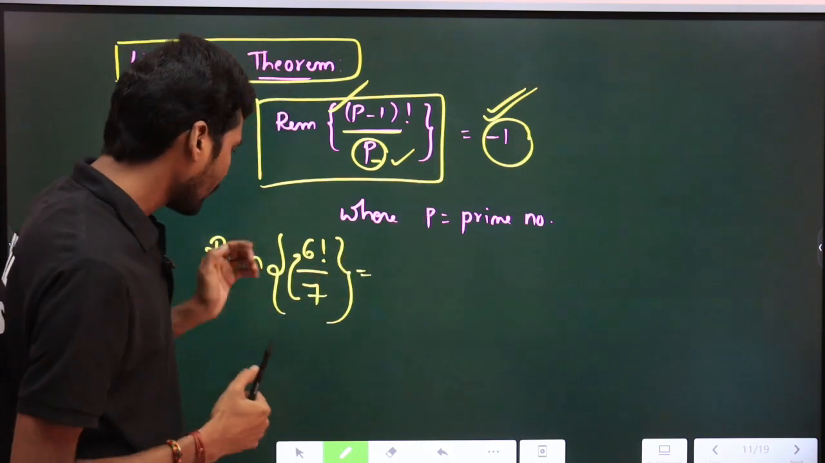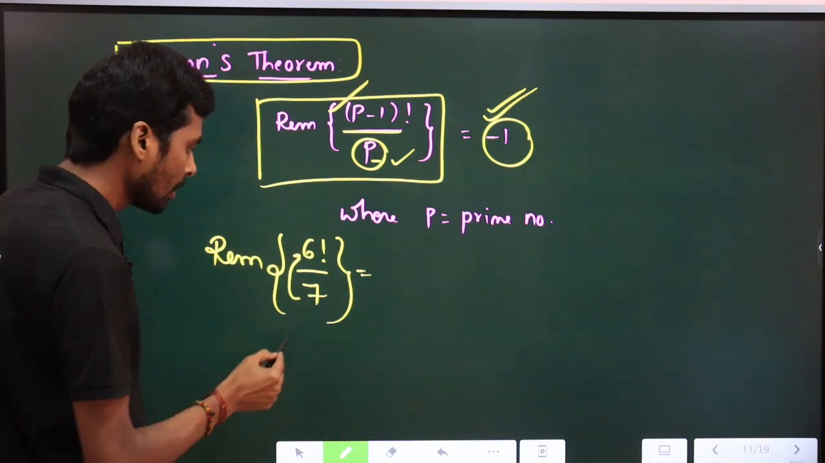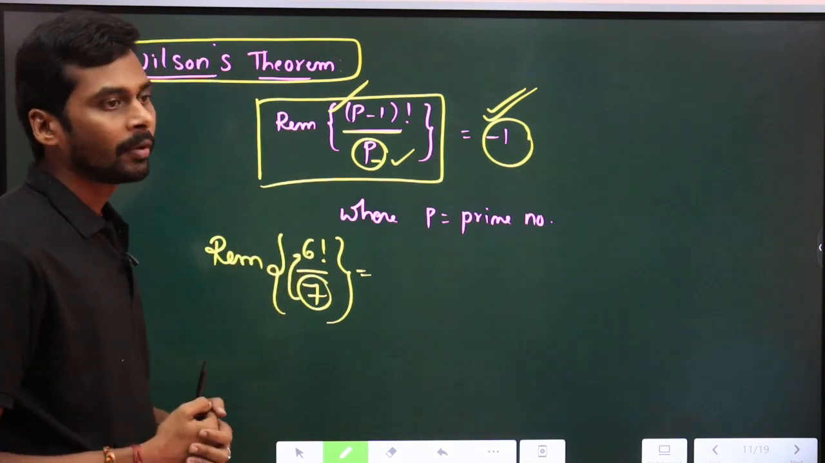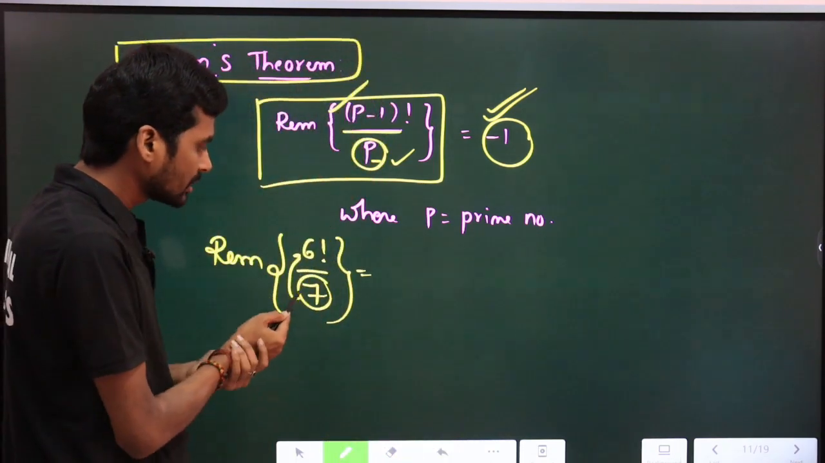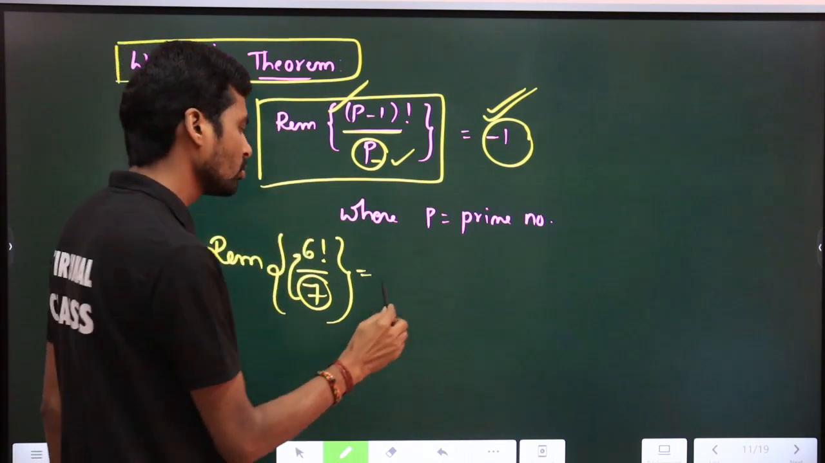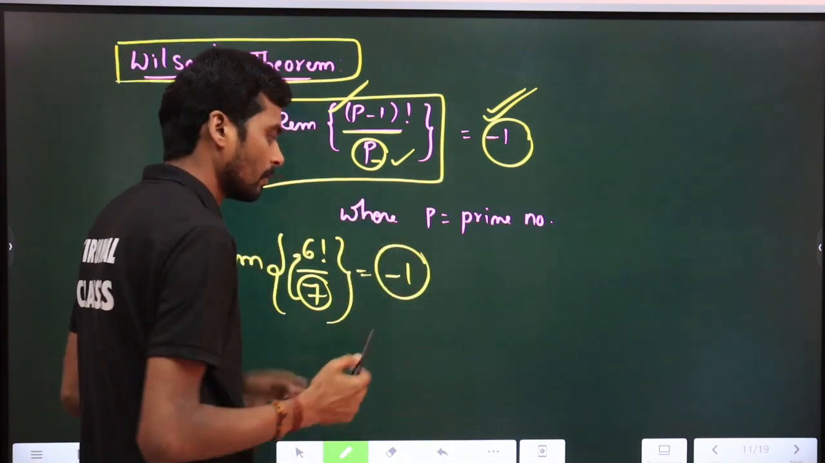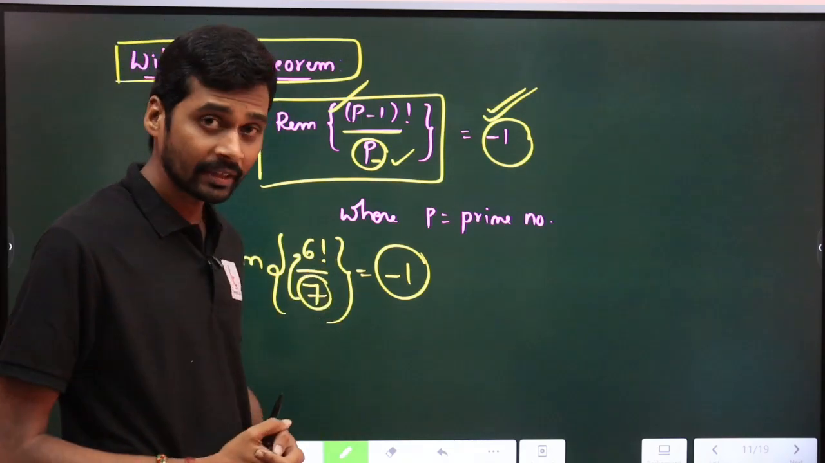For example, take 6 factorial by 7. Carefully observe the problem. What is the denominator? The denominator is 7, which is a prime number. And the numerator is 7 minus 1, that is 6 factorial. Then immediately our answer is minus 1. The remainder is minus 1.